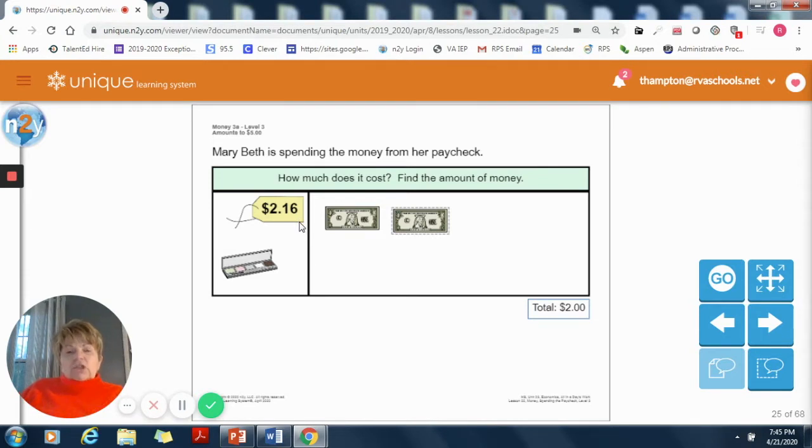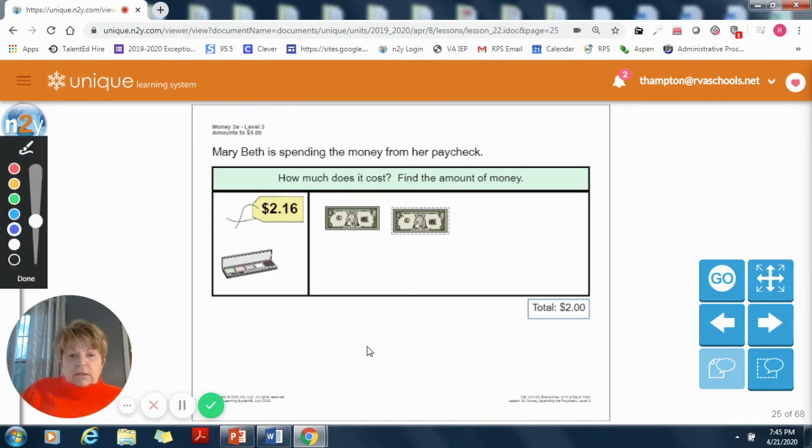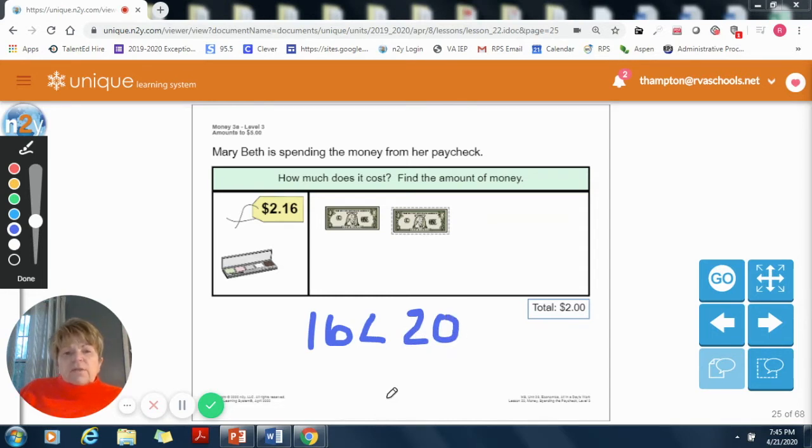16 cents. So we know that 16 is less than 20, right? Would you agree that 16 is less than 20? And we'll use our less symbol. All right. So we know then that if we are going to count up to 16, we can count by ones. What else could we count by? Fives. We could count by fives.